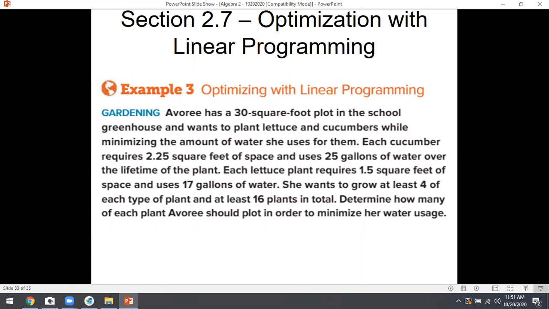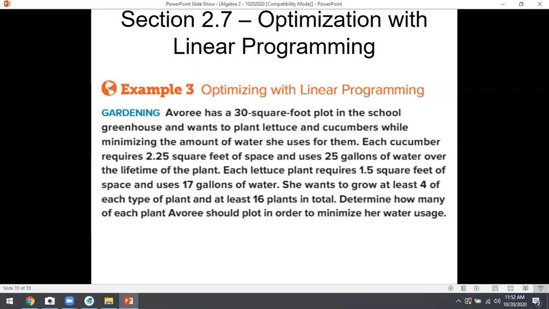Do they say how much water should be used? No, in the end, they say determine how many of each plant should be planted to minimize her water. This is the equation I'm going to try to minimize later on. So usually I'd say f of x y, but I'm going to say f of C and L. Give me a C and an L, I'll spit out the water. That's what we're going to come back to way at the end of the problem. In fact, I'm going to put it up here just so we don't worry about it for right now. 25C plus 17L. Okay.